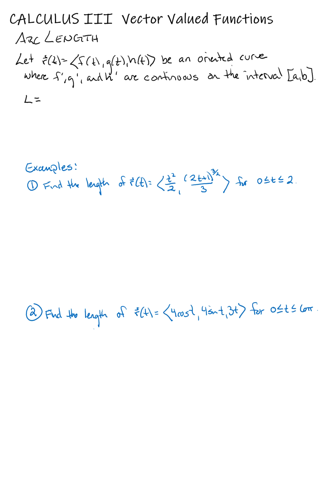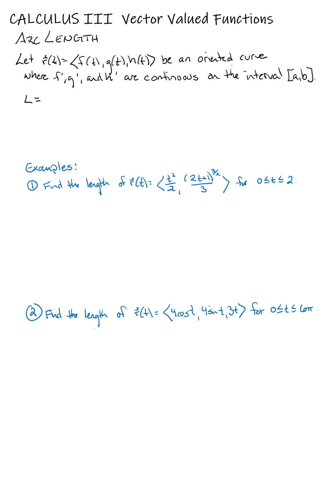I want to go over an application of vector-valued functions. Let's take a look at arc length. To begin with, let r of t be a vector-valued function defined with components f, g, and h. Here I'm calling it an oriented curve, meaning it's a curve going in a certain direction. And I also want to make sure that f prime, g prime, and h prime are continuous on the interval [a, b].